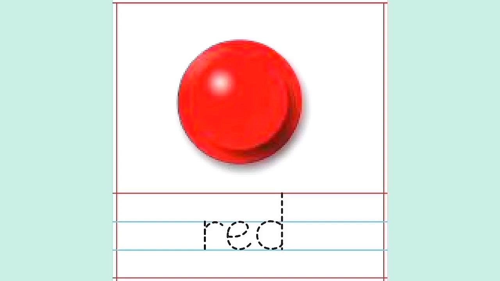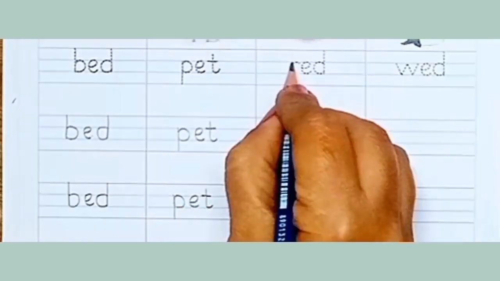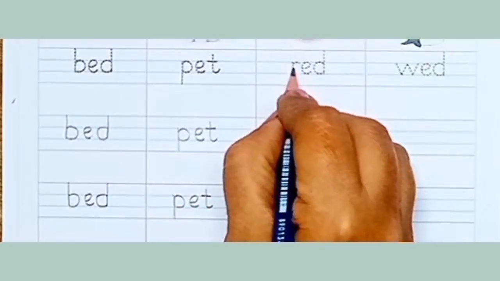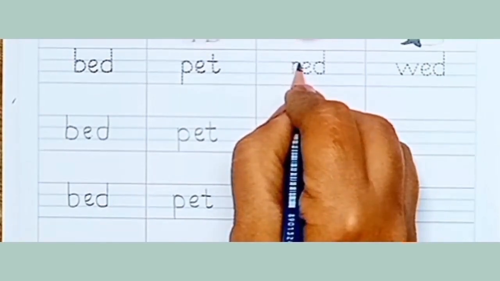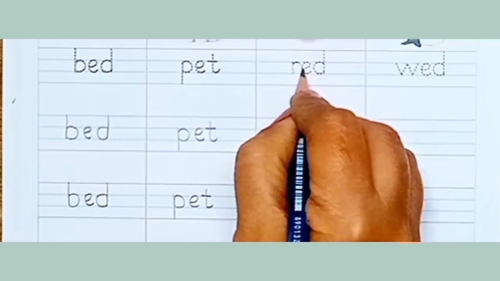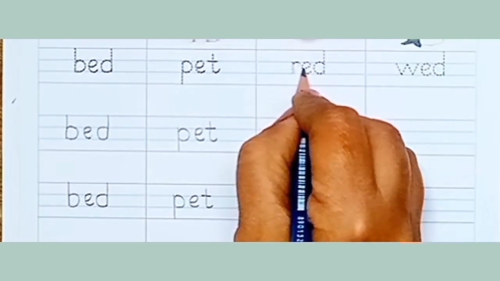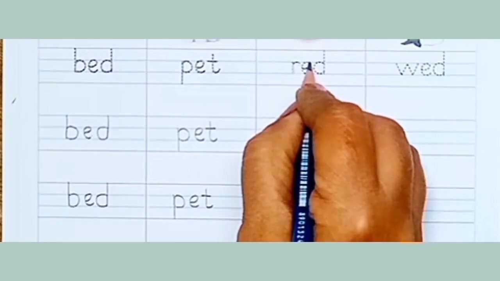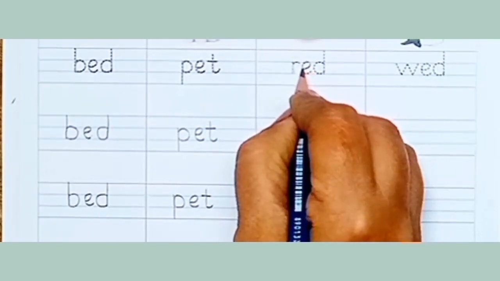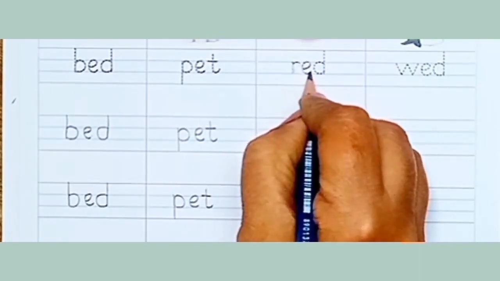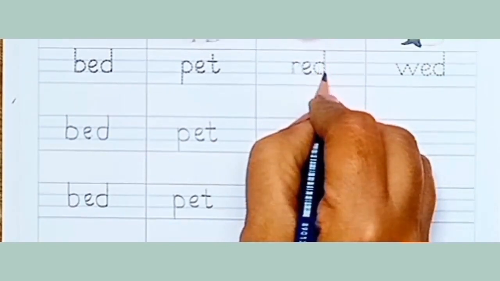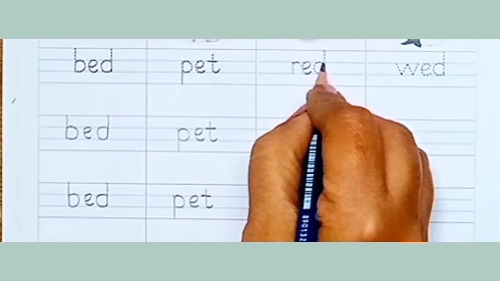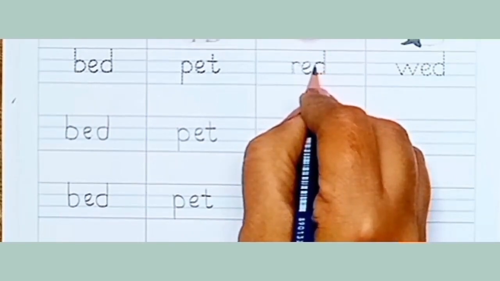Which picture is this? Red. R-E-D, red. For alphabet R, standing line, go up, make a curve. For alphabet E, curve, go up, C curve, touch the second blue line. For alphabet D, standing line, go up, C curve.